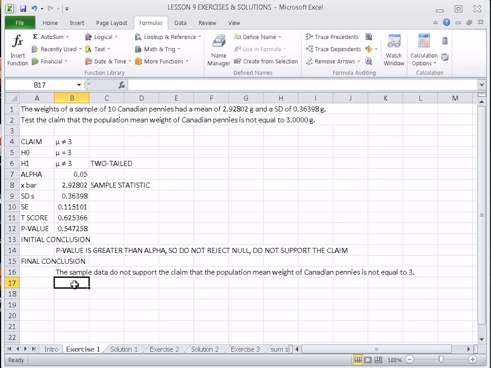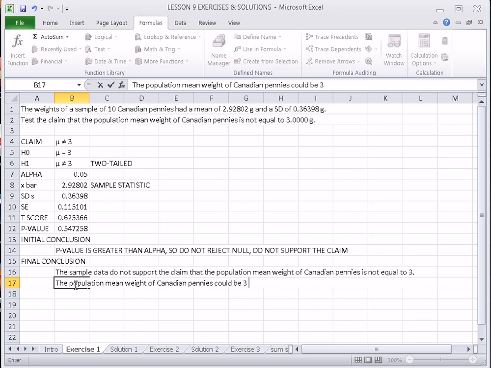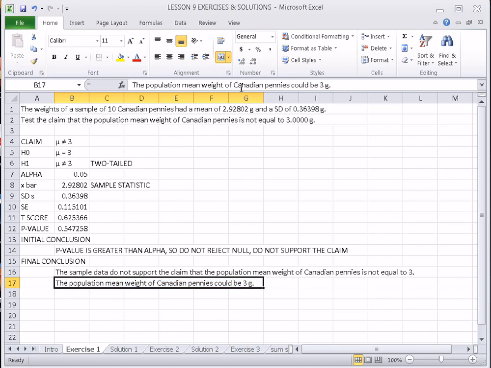So if we just put it in simple words, the sample data would look like the population mean weight of Canadian pennies could be 3 grams. That's basically what we've determined here. So as far as making a statement or a conclusion about what we've done here, it's easier to say the population mean weight of Canadian pennies could be 3 grams, right? We did not support the claim that it's different from 3 grams. Okay. All right, so that was one example.